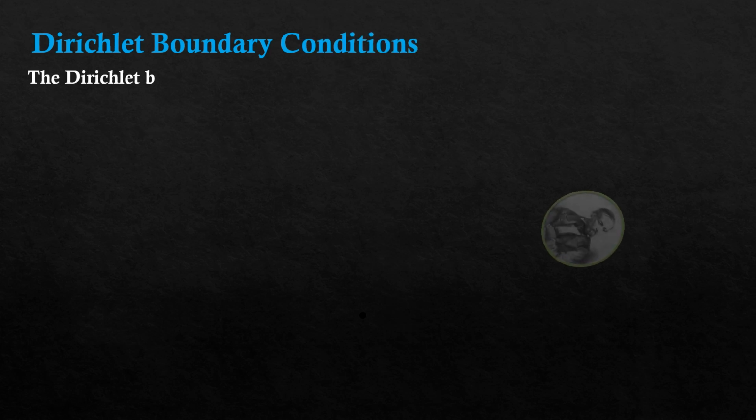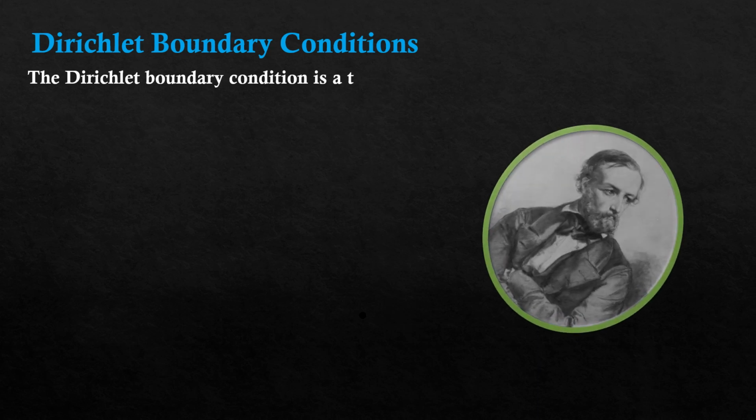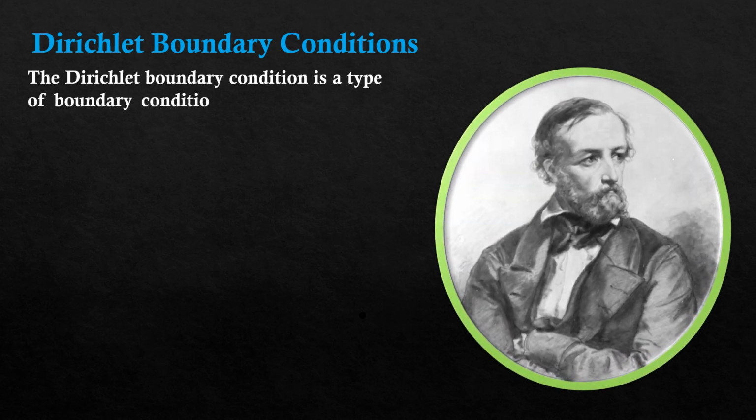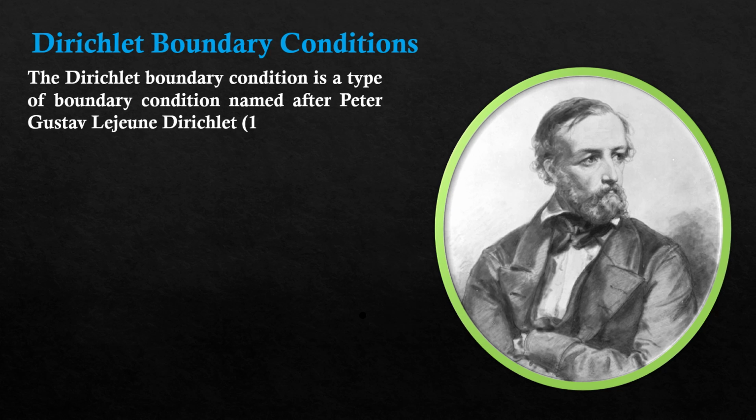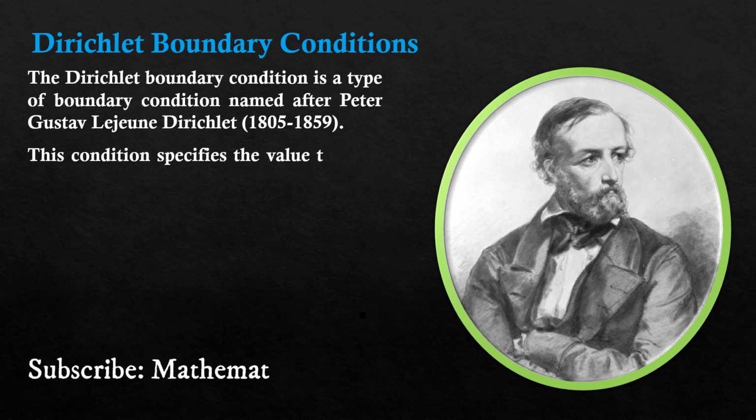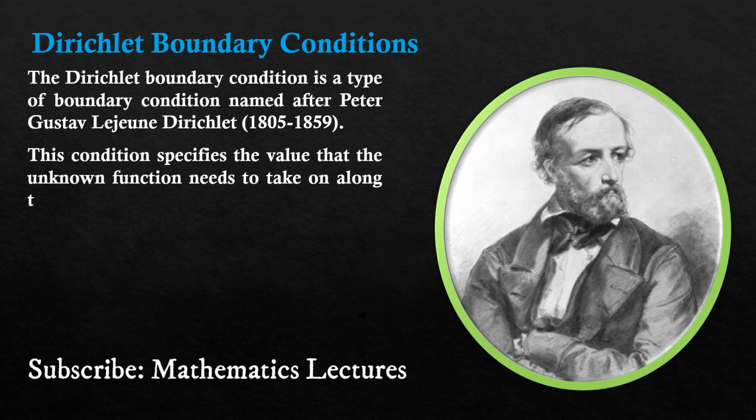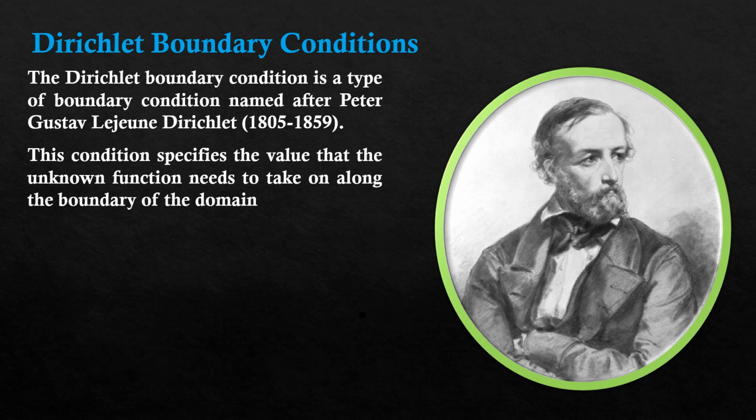First is Dirichlet boundary condition. The Dirichlet boundary condition is a type of boundary condition named after Peter Gustav Lejeune Dirichlet. This condition specifies the value that the unknown function needs to take on along the boundary of the domain capital D.